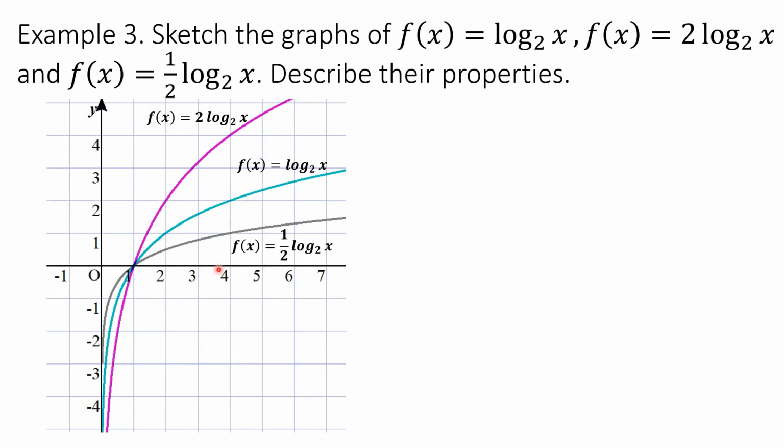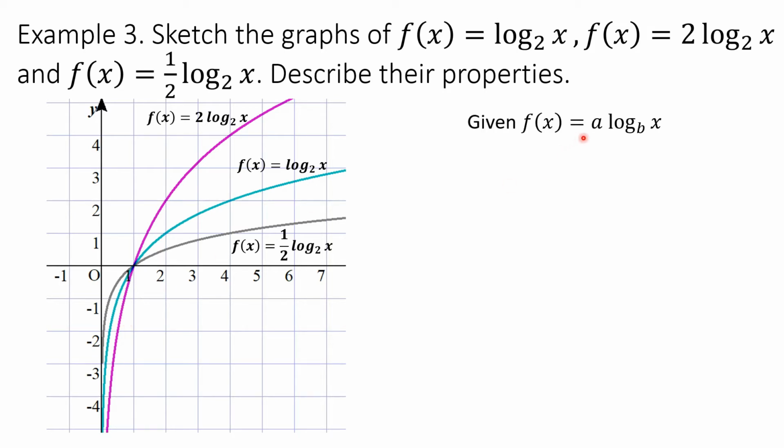And when the value of a is 1/2, or the other factor before logarithm, that is when we divide this logarithm by 2, or when we get 1/2 of this logarithm, this is how the graph will look like, from blue curve to gray curve. Okay, let us now describe their properties.